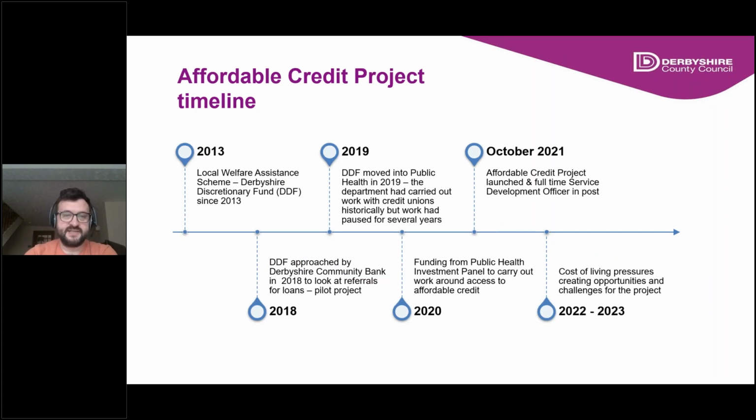So this all started as an offshoot, if you will, of Derbyshire's local welfare provision, which we call the Derbyshire Discretionary Fund. That started in 2013. In 2018, we approached Derbyshire Community Bank to look at a referral project for loans on a pilot. Following that, we moved into public health, and we found out that the council, and in particular the public health department, had done some work with credit unions in the past, but it had been paused for several years. So following that discovery, we went to the Public Health Investment Panel to ask for some funding and support to carry out work around access to affordable credit.